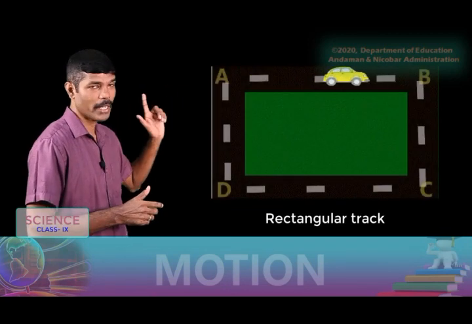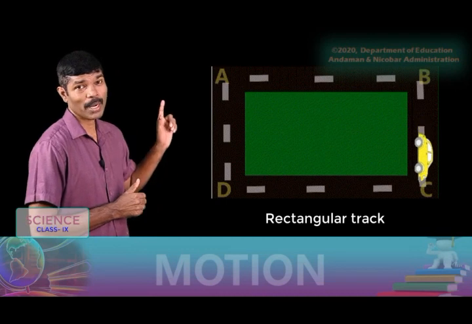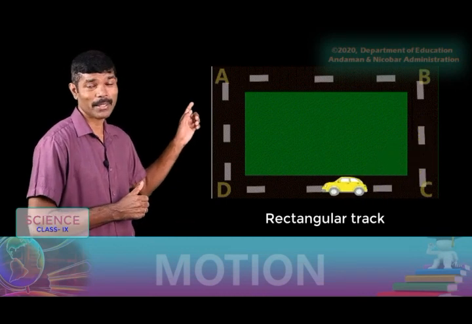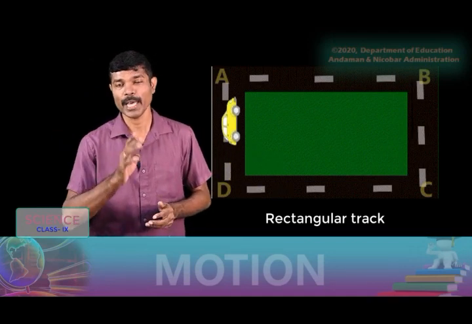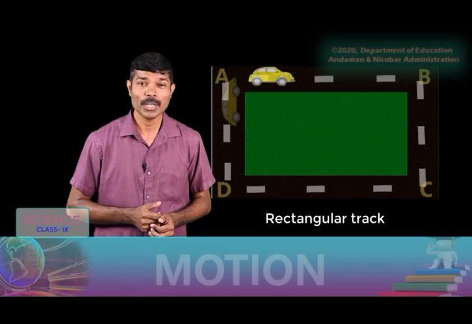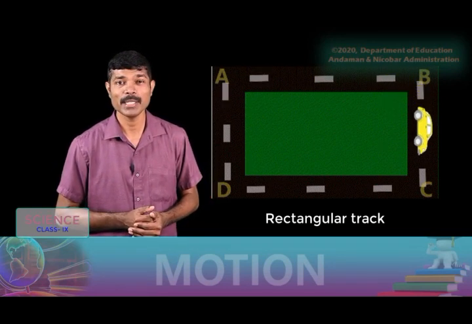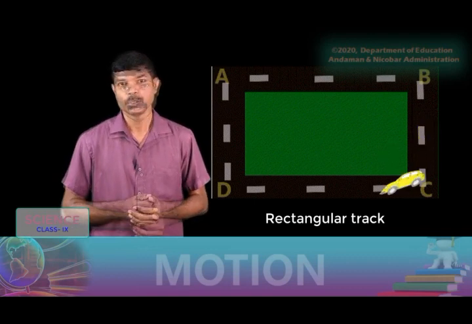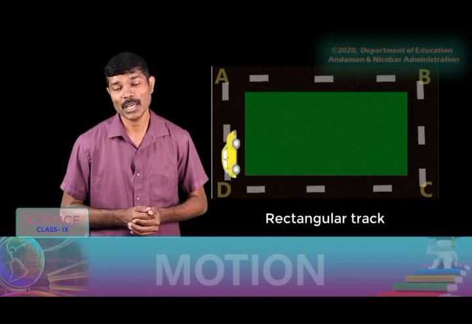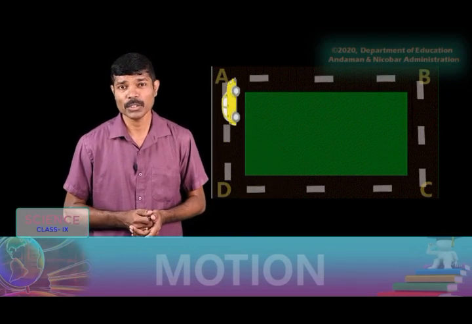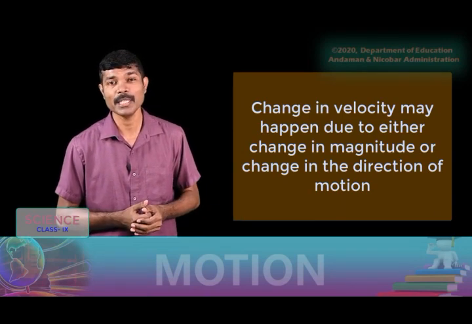Whereas in this picture you can see that the object is in motion. To complete one rotation of the rectangular track, the body is changing its direction 4 times. We know what velocity is. Velocity is the speed acquired by an object in a particular direction. So a body is said to be accelerating when there is a change in velocity. The change in velocity may be in its magnitude, or the change in velocity may be in its direction.